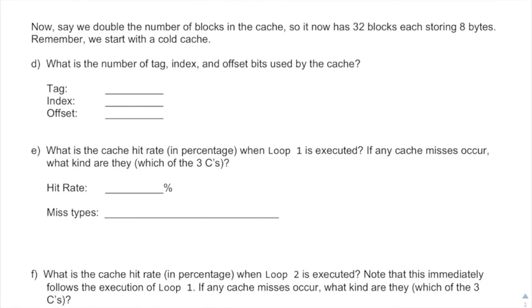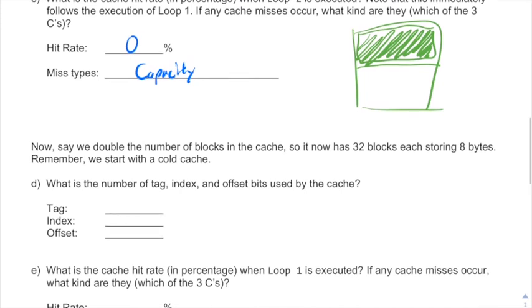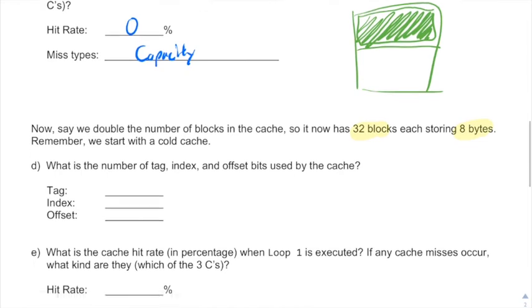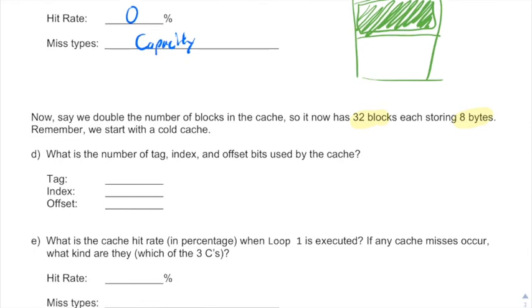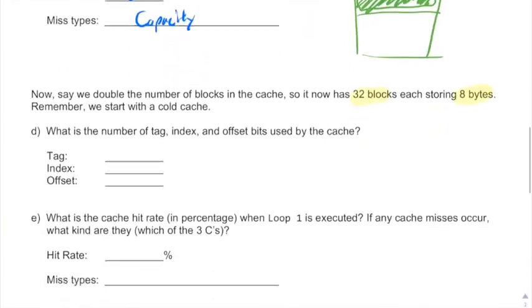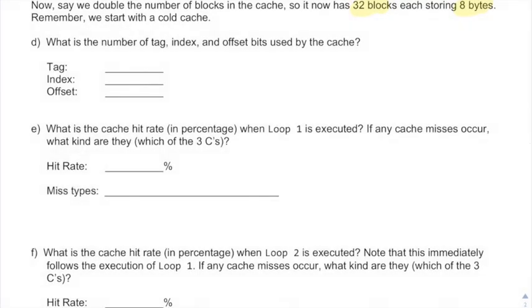Alright, now let's do part D. Part D is very similar to part A. The only difference now is that we have 32 blocks instead of 16 blocks. We are still storing 8 bytes, and I believe it's still a direct-mapped cache. So here is very similar. Offset is still 3.